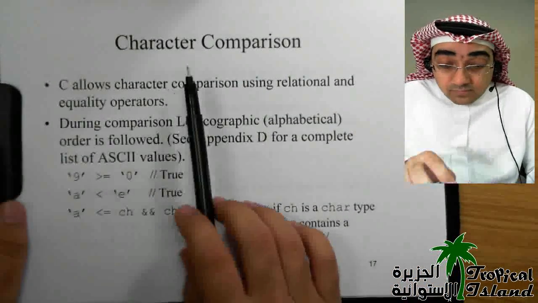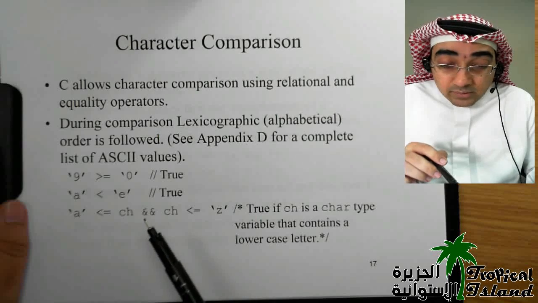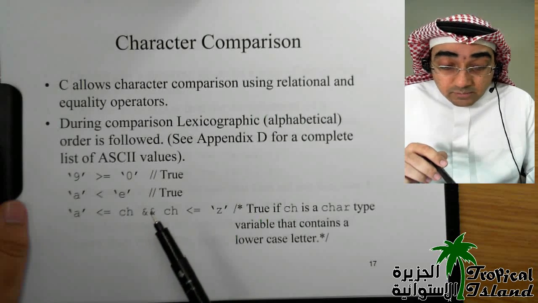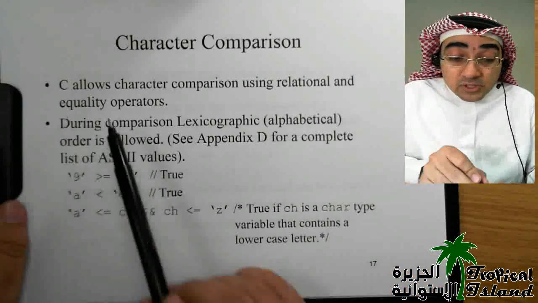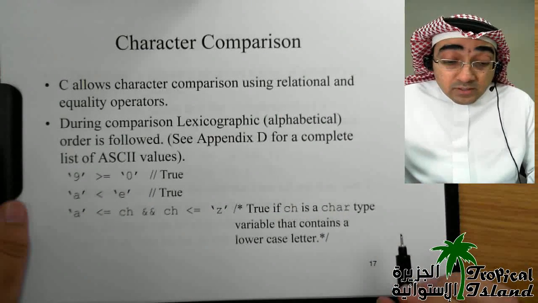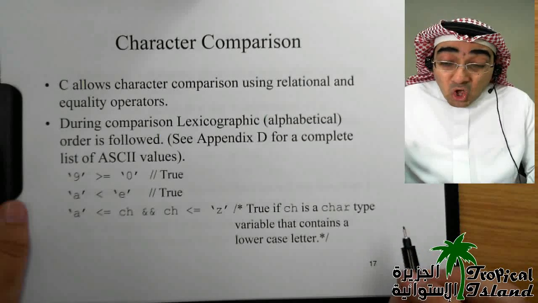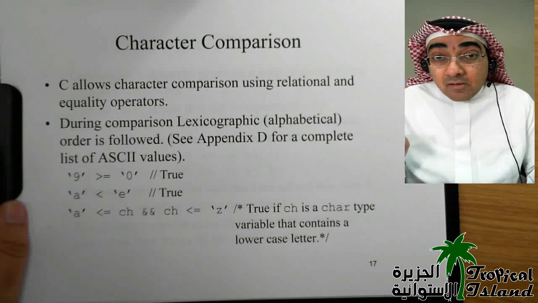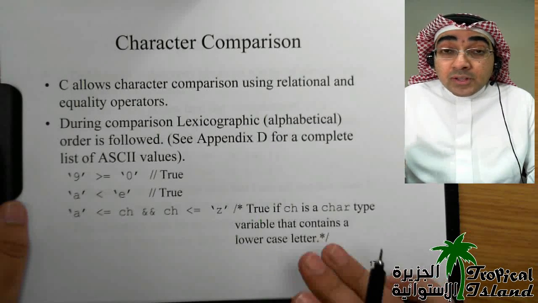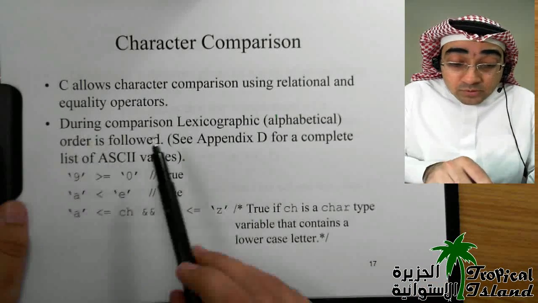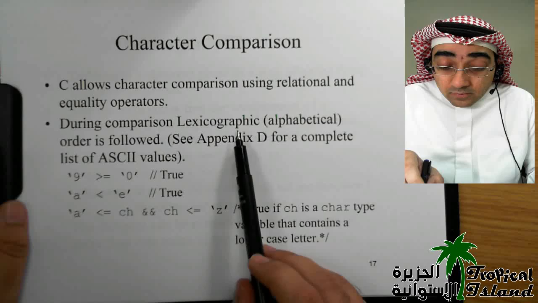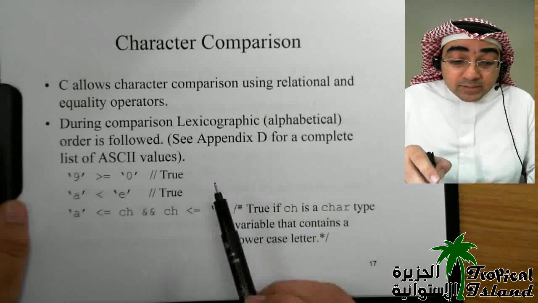Now we're talking about character comparison. C allows character comparison using relation and equivalent operators. Okay, why does it allow that? It's basically because C treats the character as numbers and they are represented by the ASCII code. So when you are doing comparison, you can actually put alphabet and compare them.